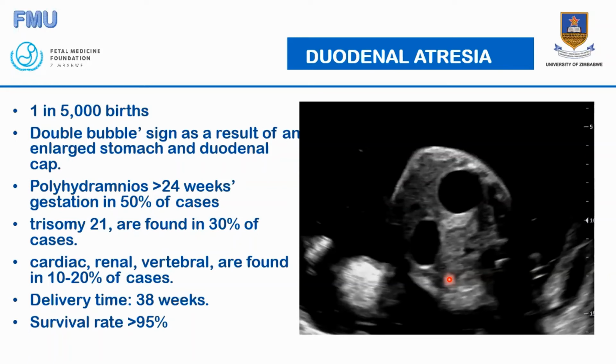So once duodenal atresia is identified, the delivery place should now be changed to a center that operates. This is something that the referral system doesn't take into account, but this is what we are appealing to people in the referral chain to understand, that there are certain babies which have to be delivered at the site of intervention to save them.